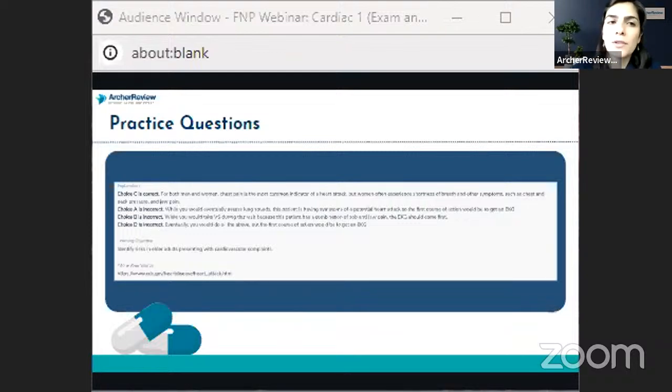I once had a patient who all of a sudden started having referred jaw pain when they were working out on the treadmill. Very fit individual, but all of a sudden started to have referred jaw pain. And sure enough, cardiac evaluation showed significant coronary artery disease. So you definitely want to make sure that you're looking for those atypical signs, especially in our female patients.